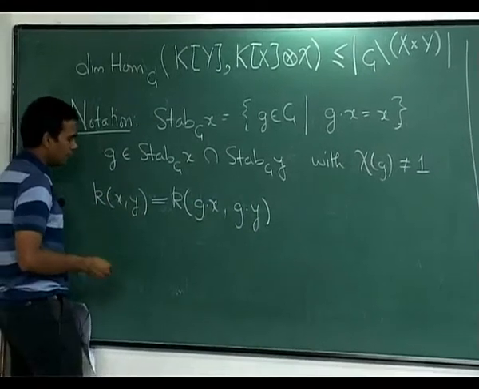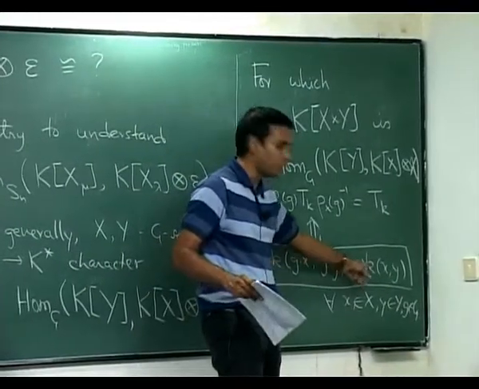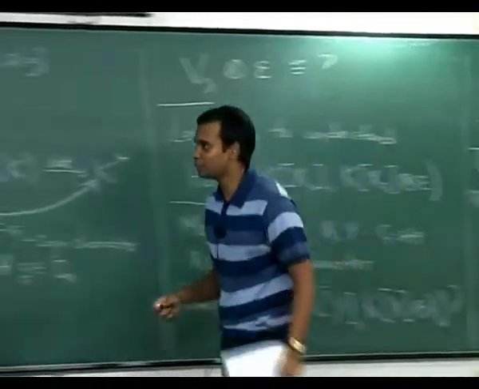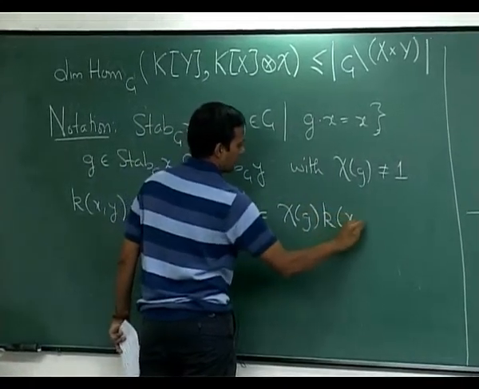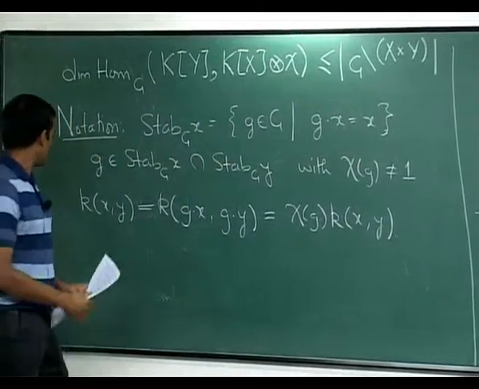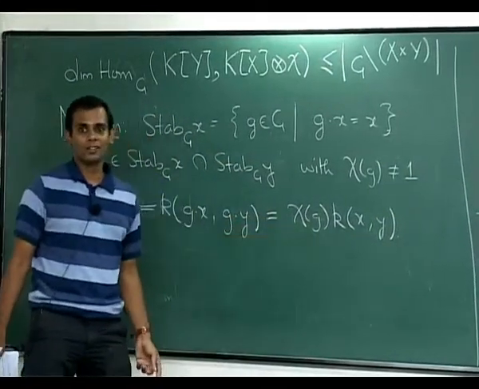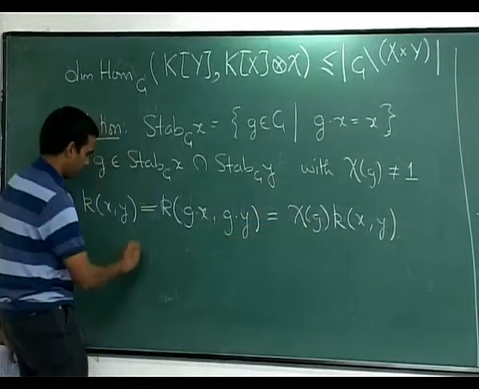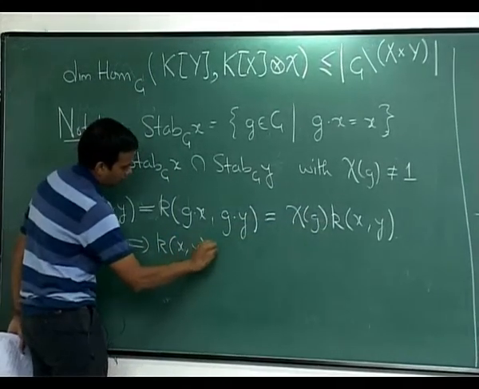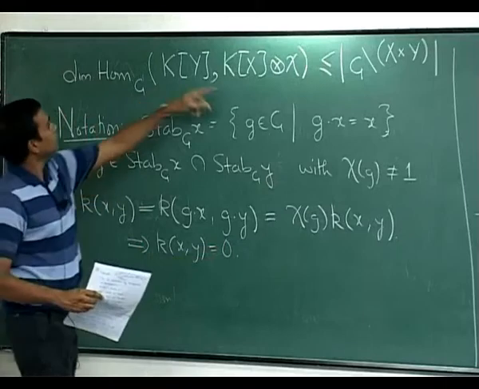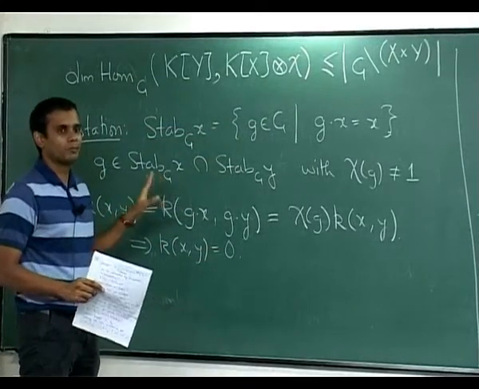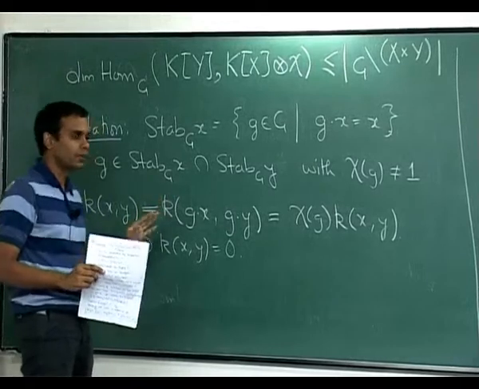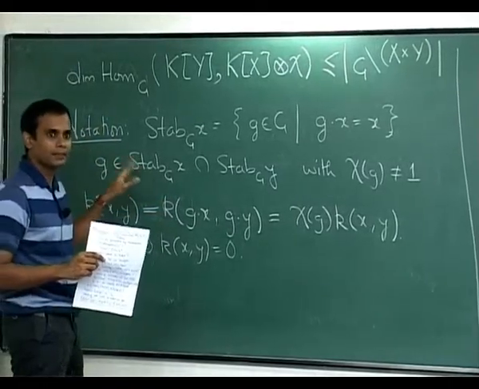On the other hand, the condition that we had at the other end of the board, that k of g x, g y is chi of g times k of x, y, gives us another prescription for k of g x, g y. So k of x, y has to be chi of g times k of x, y, where chi of g is not equal to 1. This forces k of x, y to be 0. So this inequality here could be strict if you had such elements. This is the only problem. Whenever you have orbits where this does not happen, then you will be okay.